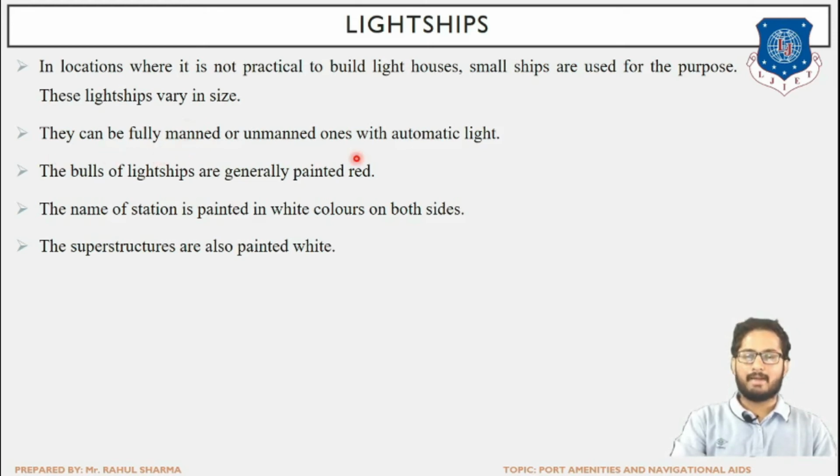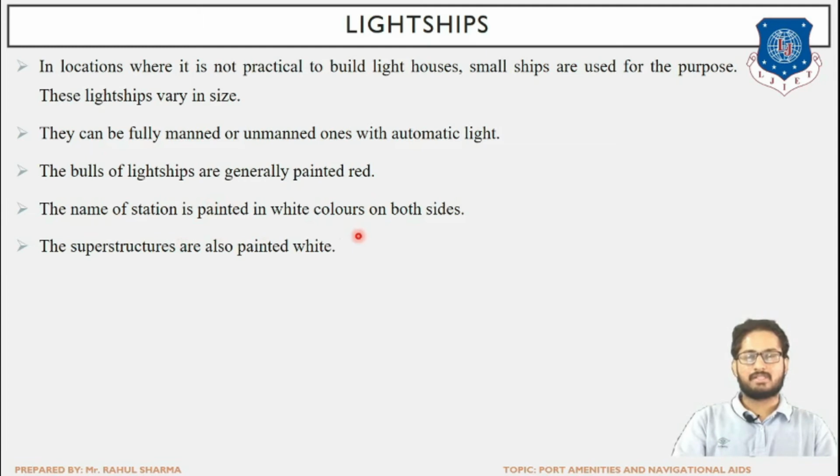They can be fully manned or unmanned ones with automatic light. That is, the continuous flashing light or steady light can be provided, and it can have manpower or it can be automatically operated. The hulls of the light ship are generally painted red. Now that is, the body of the light ship is generally painted with red color, and the name of the station is painted in white color.